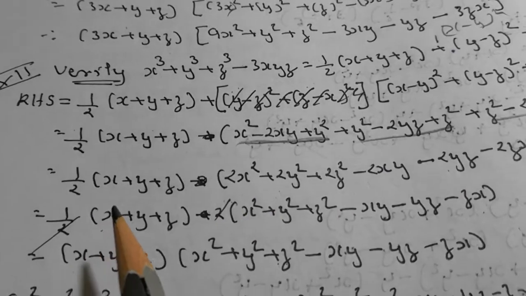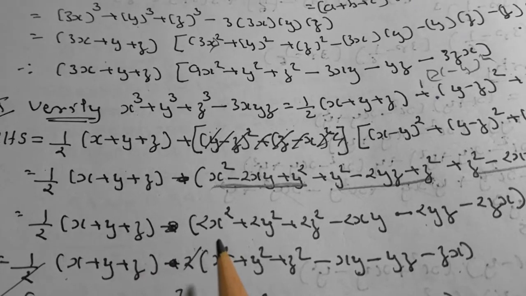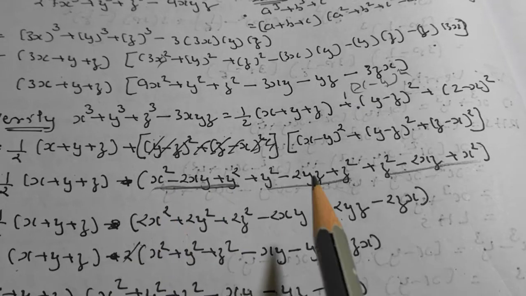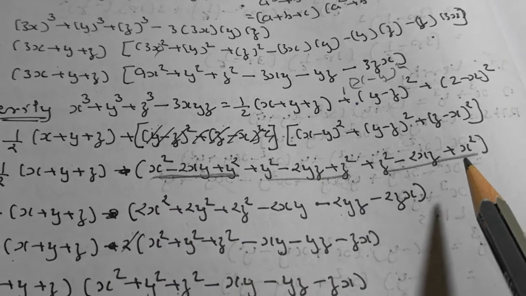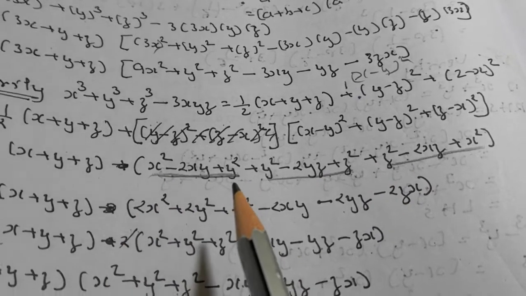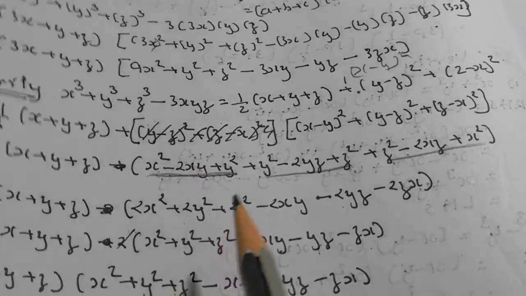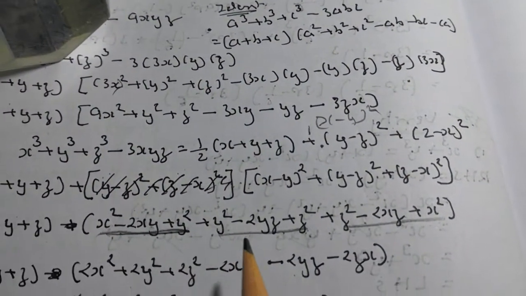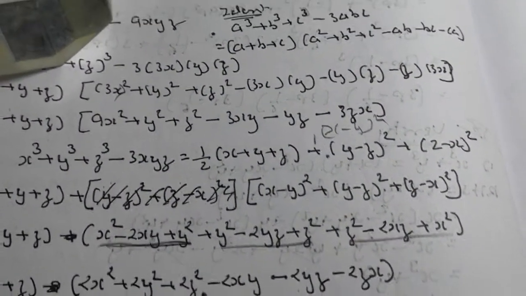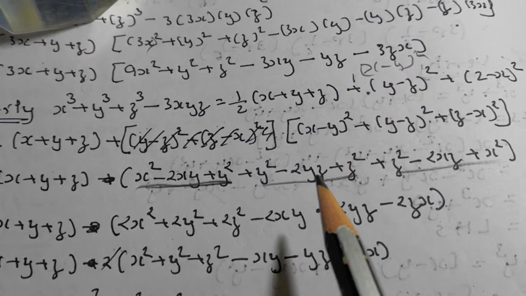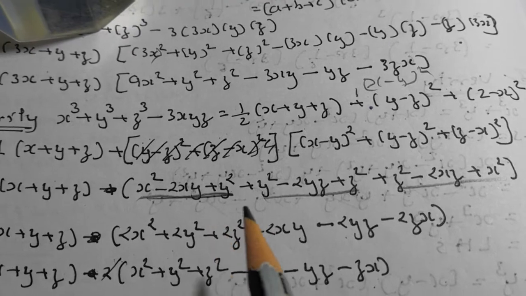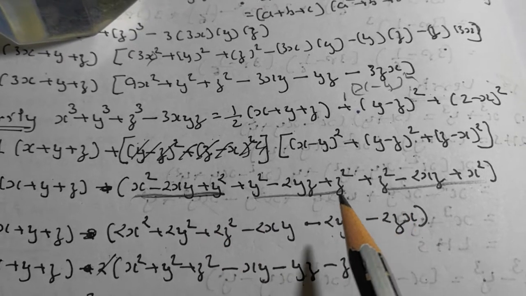So 1/2 into (x plus y plus z). So the answer which I have got: x square plus x square, so it is 2x square. Y square plus y square, it is 2y square. And z square plus z square, so it is 2z square.